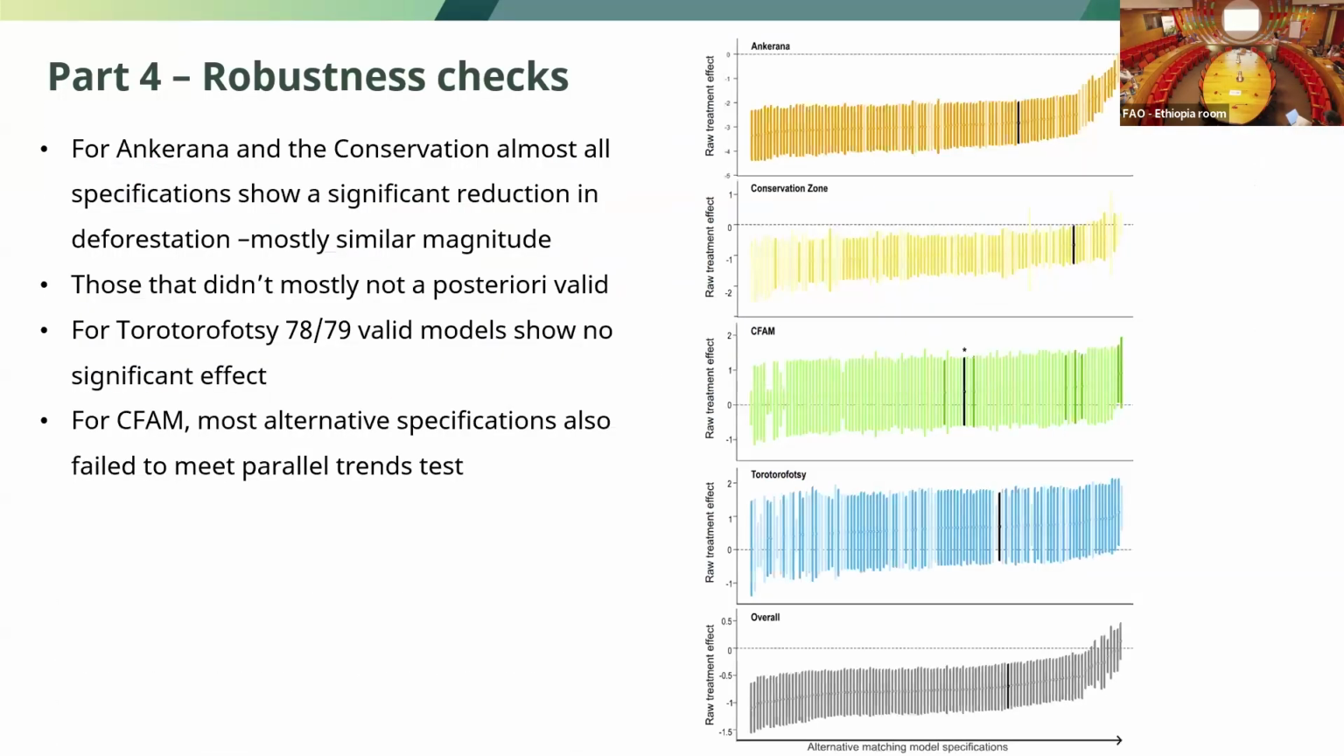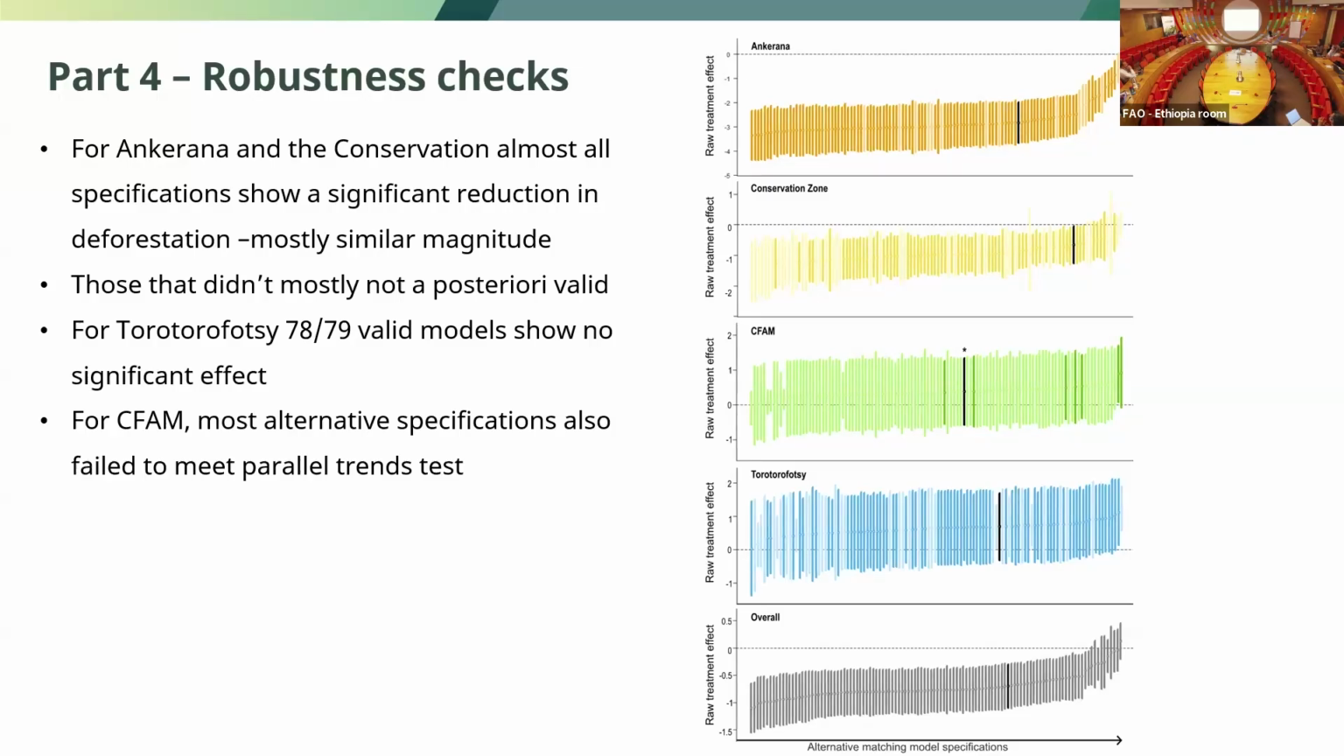And in our paper, we set rules. We said that if there's no parallel trends, if the mean covariate balance was above a certain value, or if a certain percentage of treated units were unmatched, then we're going to consider that not valid. And those are shown in the paler colors. And the main specification that we just ran is shown in black.